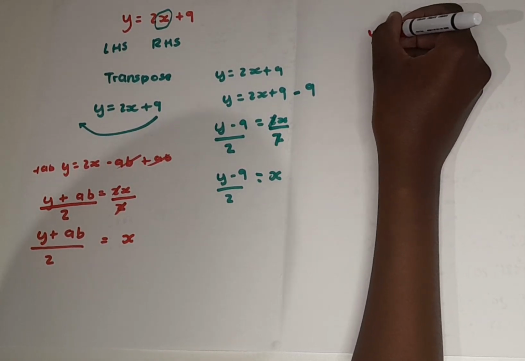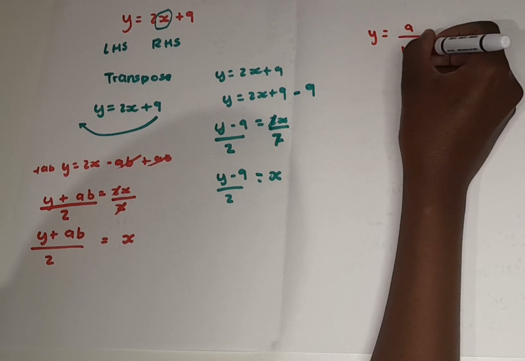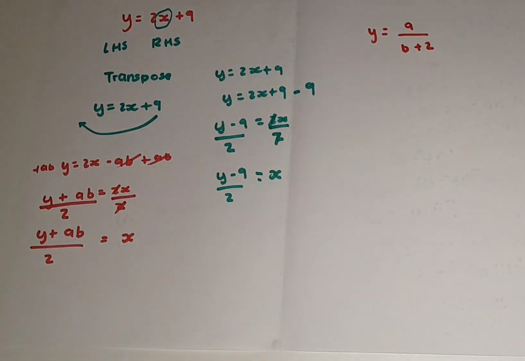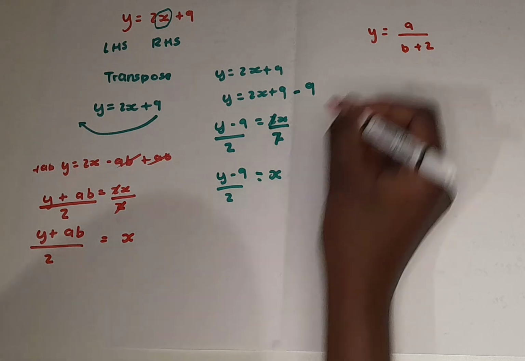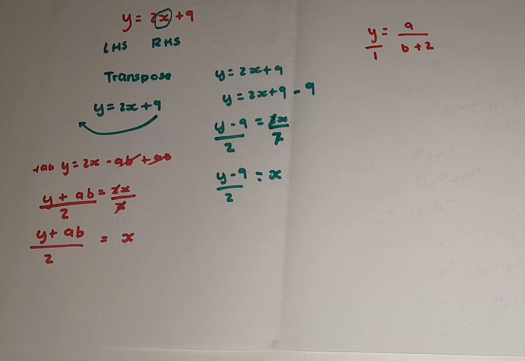Let's say you have been given something like a over b plus 2, and then they say make b the subject of the formula. There are many ways to kill a cat. The main simple one that I also use for my exams is to cross multiply. Cross multiplication happens when you have fractions.